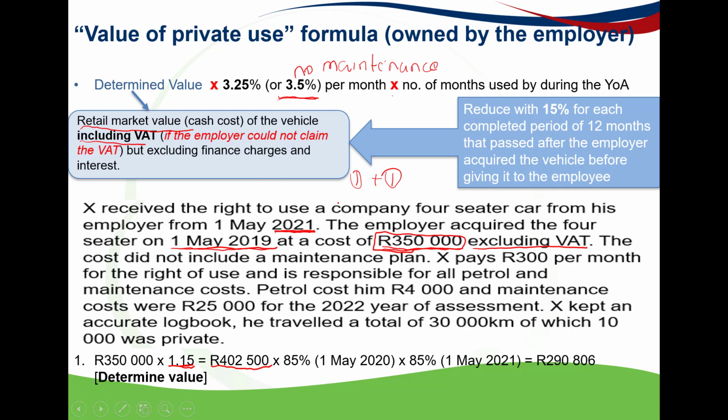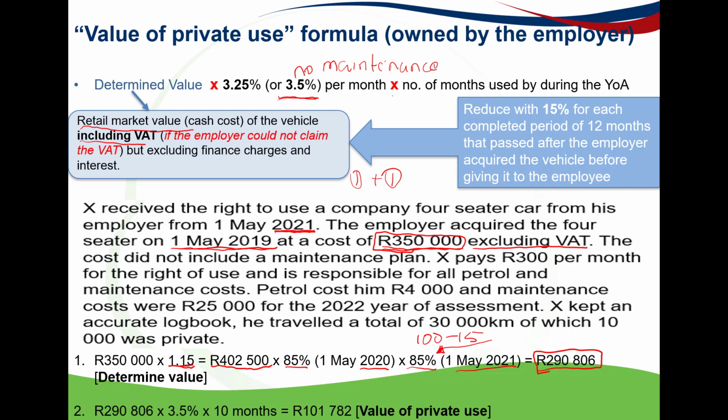So if we take that, and then it will be that 85%, remember that 15% is on a diminishing balance. So the 100 less the 15 will give you this 85% over here. So that's how we get it. So this would be for the first completed 12 months period, and this would be for the second completed 12 months period, for you to get an amount of 290,000. Okay, and that would be your determined value.